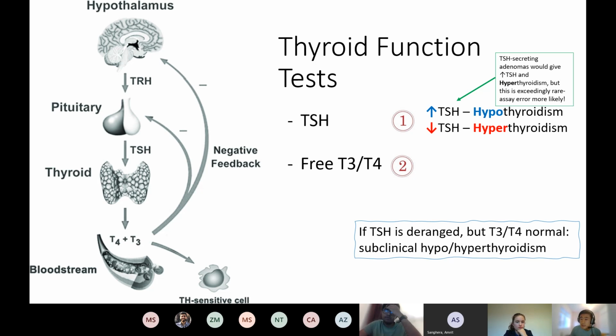The other final point. The other point is if TSH is deranged but T3 or T4 is normal, it could be a subclinical case of hypo or hyperthyroidism. So it's really important to monitor these patients because they're more likely to develop clinical hypo or hyperthyroidism, but also they might already be exhibiting symptoms. So sometimes you do treat subclinical hypothyroidism, for example, if they have symptoms.